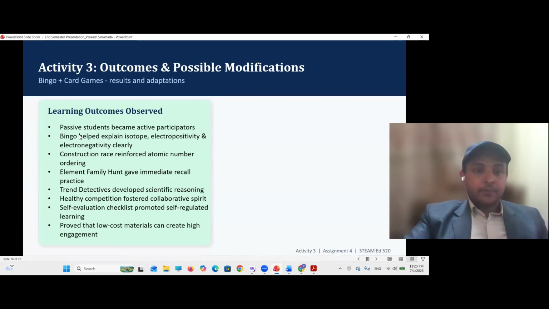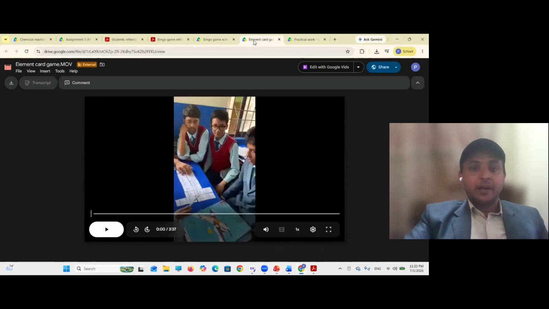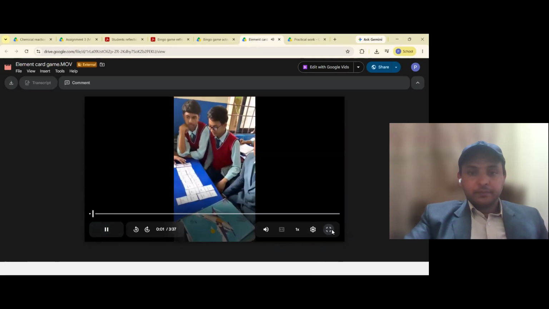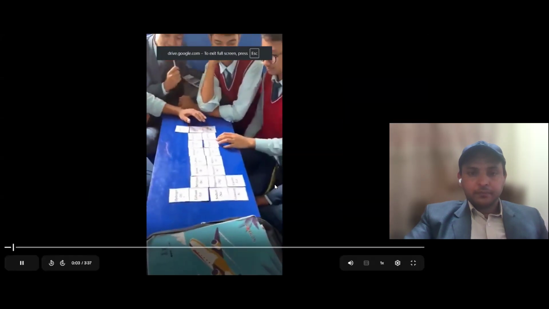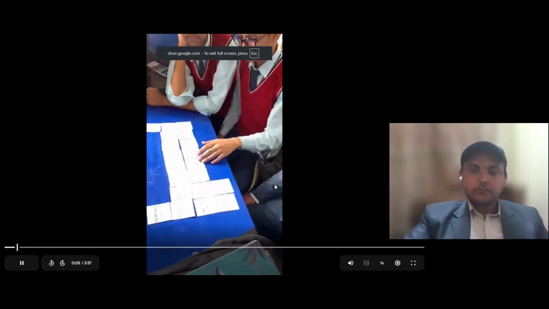In this activity, I want to show first of all how the students have enjoyed this work. Our grade 10 students are making the periodic table by using the cards, and they are using it in different ways.